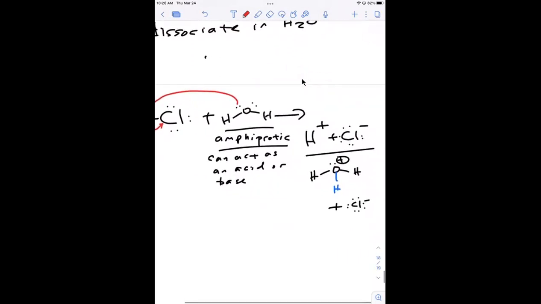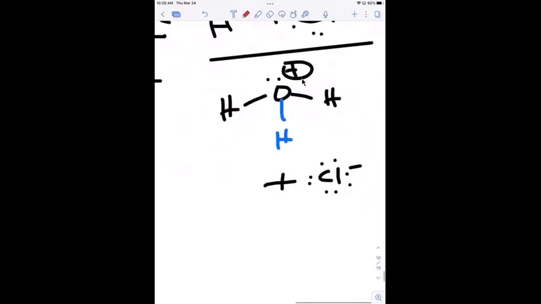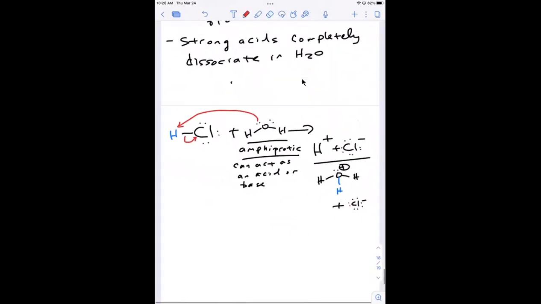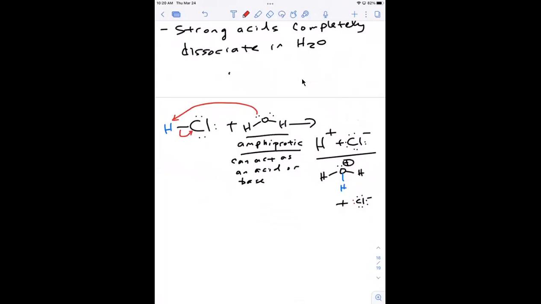That's how we end up over here with H3O plus and then Cl minus, right? So Cl picked up a pair of electrons from that bond. And most of your acid-base reactions are going to happen like this, where your base is going to use a pair of electrons to pull off that proton, right? So the H plus is going to leave with the base.